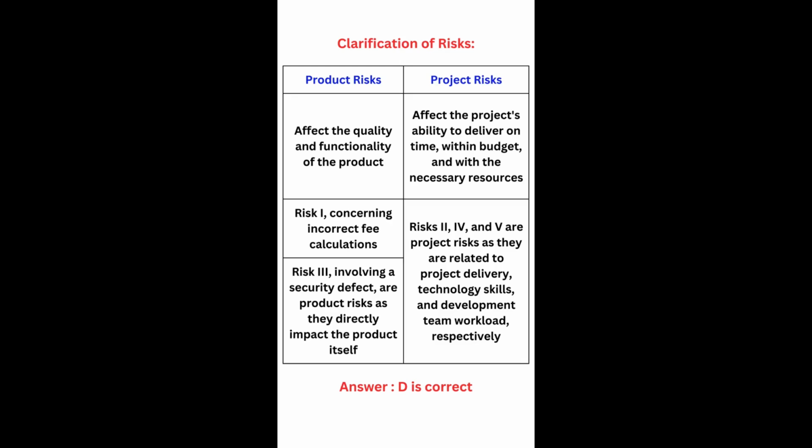Product risks affect the quality and functionality of the product. Project risks affect the project's ability to deliver on time, within budget, and with the necessary resources. So, as per the clarification, the options 1 and 3 are primarily product risks, while 2, 4 and 5 are primarily project risks.